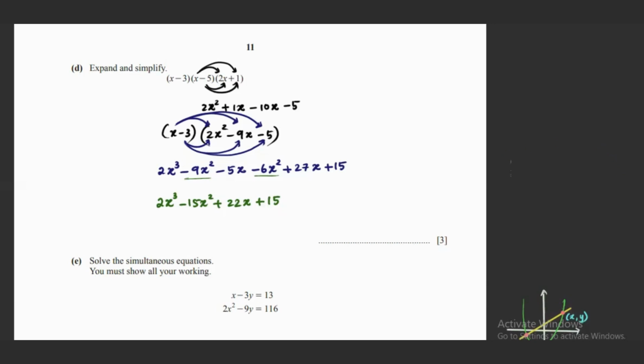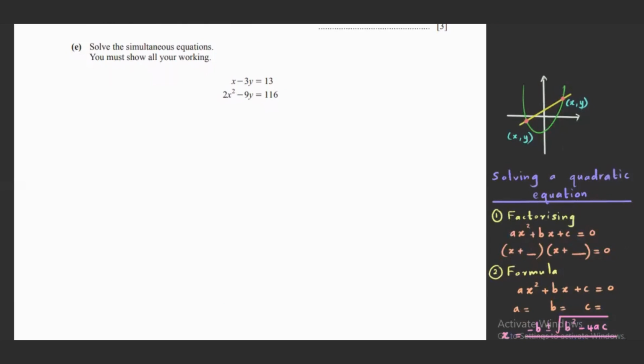Let's move on to question E. In this question, we have two equations given. These two are simultaneous equations. To solve this, the first equation that is given to us is a straight line equation because we cannot find any squares for x here. But the second equation that is given to us, the x in the second equation has a square, which means that is a quadratic equation.